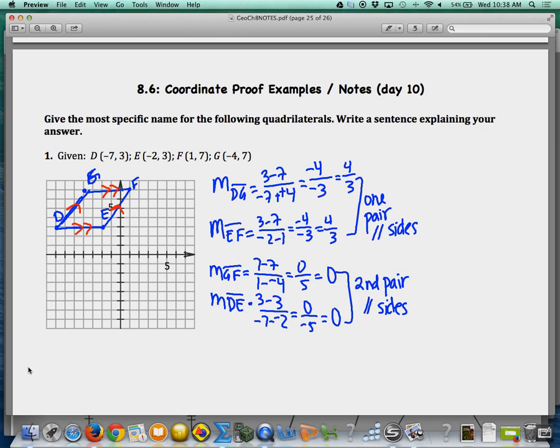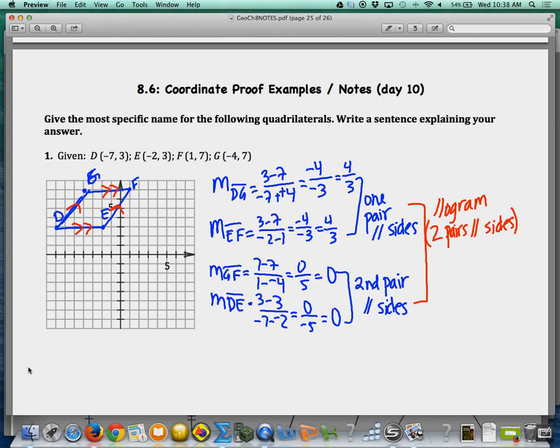At this point, we can determine which family our figure falls into. What family does it fall into? Parallelogram. Okay, so over here, I'm going to say it's a parallelogram. And then in parentheses, two pairs of parallel sides. So once we're in the parallelogram family, we have three options: a rectangle, a rhombus, or a square.